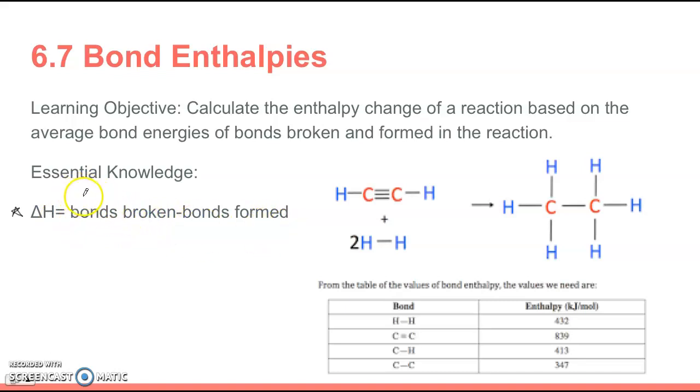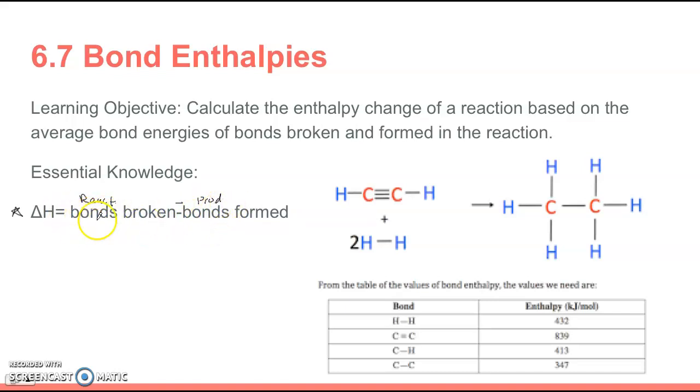So this is really referring to reactants minus products. Because in a chemical reaction, for the reaction to happen, we have to break the bonds of the reactants and new bonds have to be formed to make the new products.